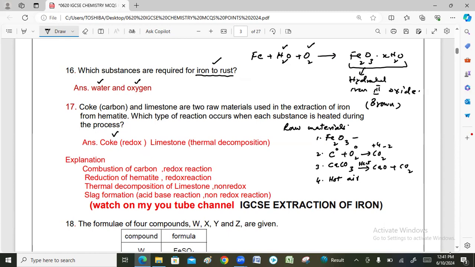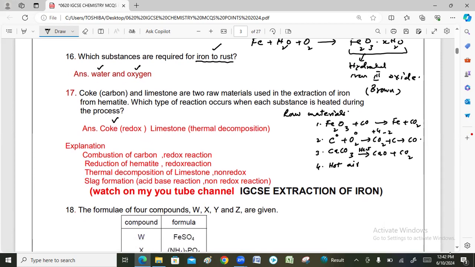So Fe2O3 reacts with the carbon monoxide or carbon to make iron and carbon dioxide. So this carbon monoxide is formed by reacting carbon dioxide with the more coke. We'll get the carbon monoxide, and this carbon monoxide is used here. This is also a redox reaction.